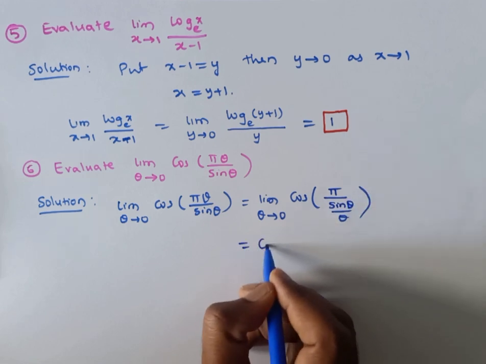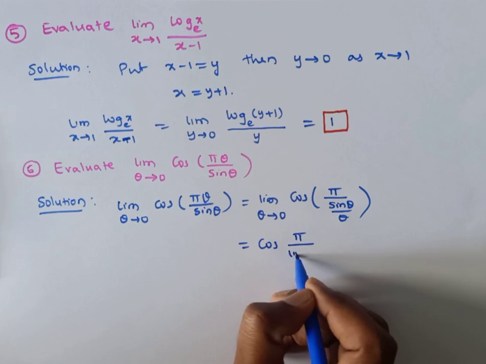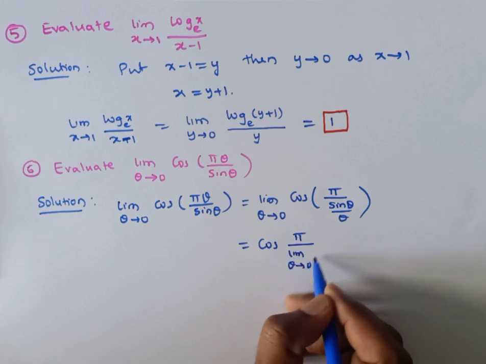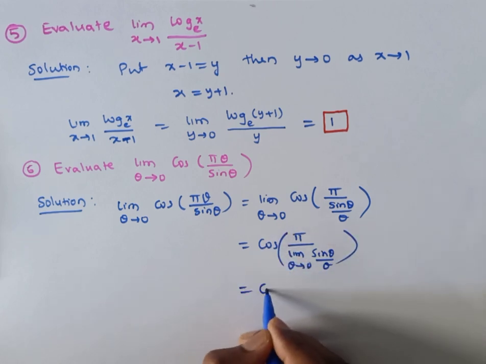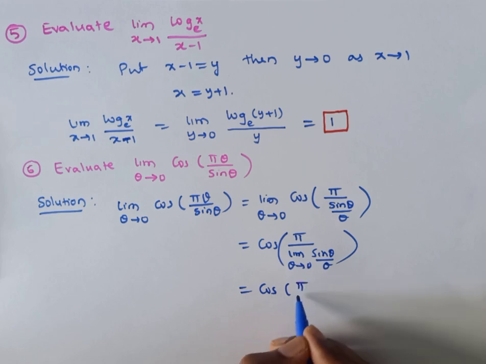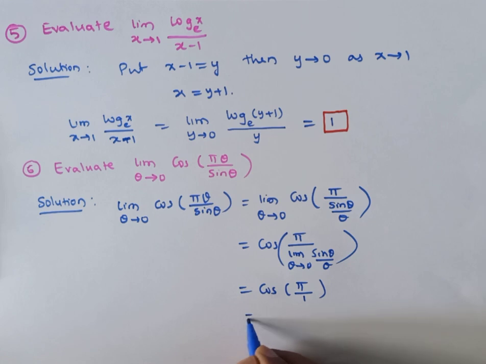Now this is cos of, you can apply the limit internally. So limit theta tends to 0, pi is pi only, divided by limit theta tends to 0 of sin theta by theta form. Now we already know that sin theta by theta is 1, so it is cos of pi divided by 1. So this is finally cos pi, whose value is minus 1. So cos pi is minus 1.